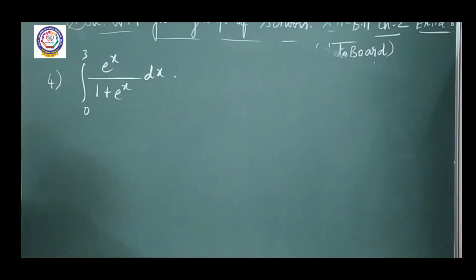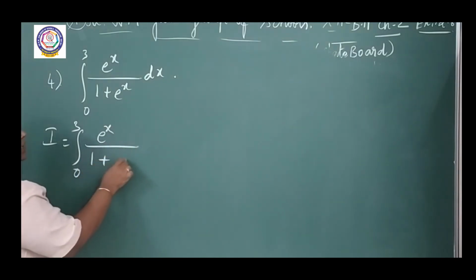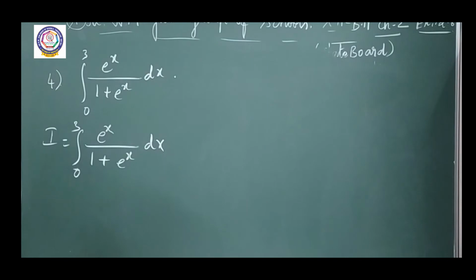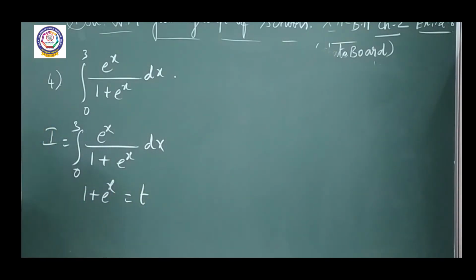See the fourth sum, you can take it as I equal to integral 0 to 3 e power x by 1 plus e power x into dx. The same way you can proceed. Differentiation of e power x is e power x. Differentiation of 1 is 0. So, you can take it as 1 plus e power x equal to t.